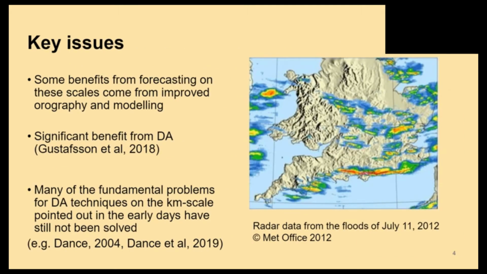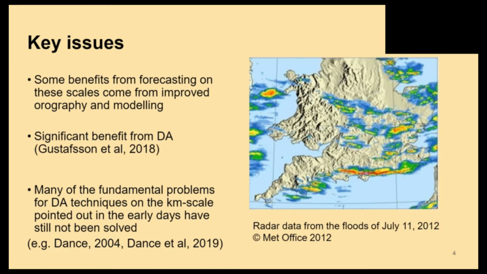Some of the benefits from forecasting on these scales come from the model, and that's due to things like the improved orography and the way that convection is modelled. But on top of that, there's a significant benefit from doing the data assimilation. And there's some really nice examples of that in the paper by Gustafsson et al. in 2018. And I think David's talk might also mention some of the benefits seen. However, lots of the key issues that we first identified back in the early days of doing data assimilation for kilometre scale models still haven't been solved. And so let's just discuss some of those.